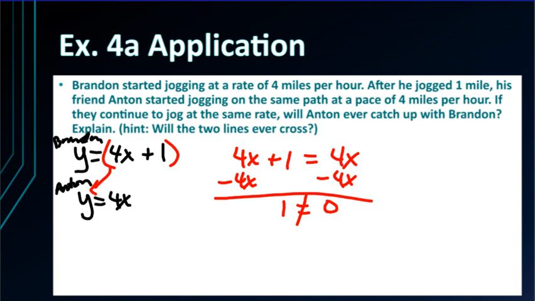Because they don't equal each other, no, they will never, Anton will never catch up with Brandon. The answer would be no, my work proves it. So if they're going at the same pace, but one person's a mile ahead, they can never catch up.